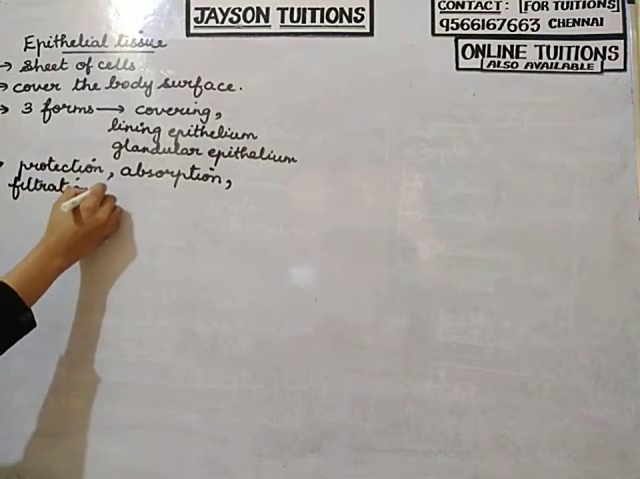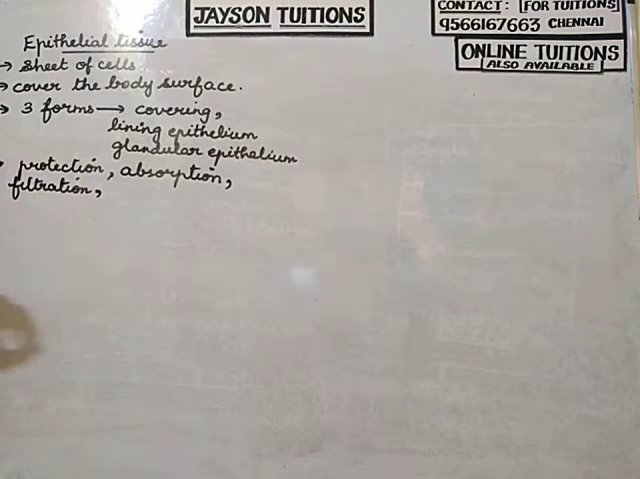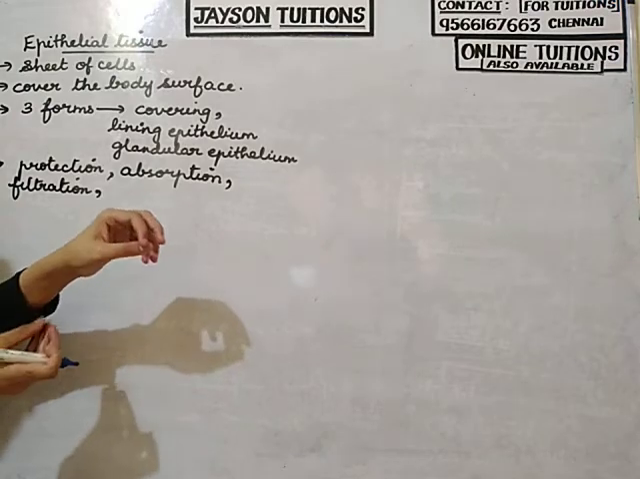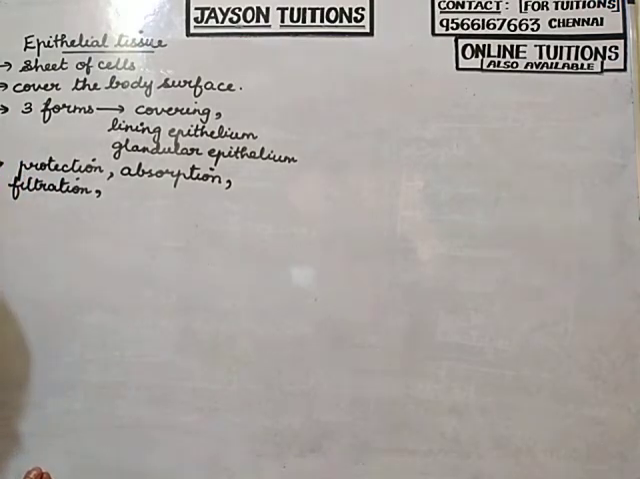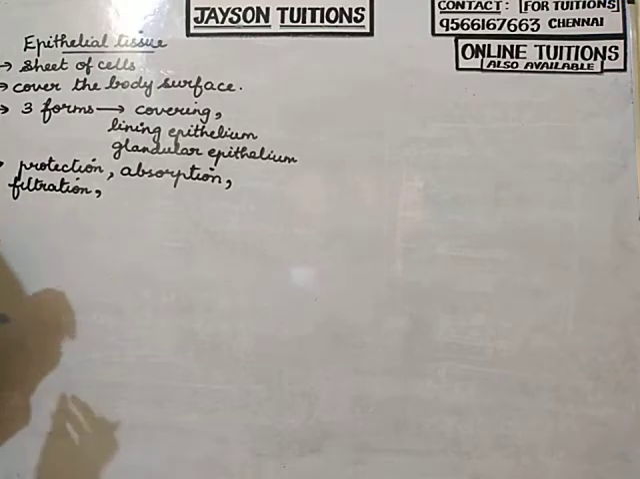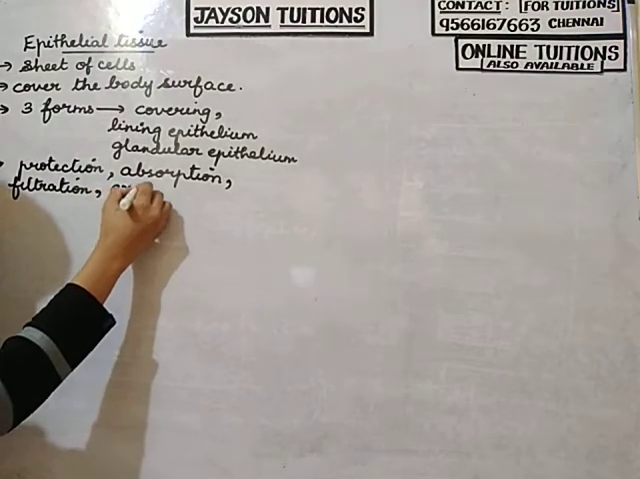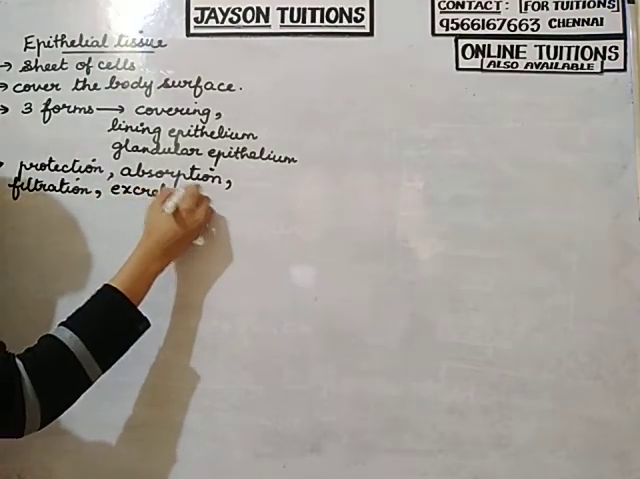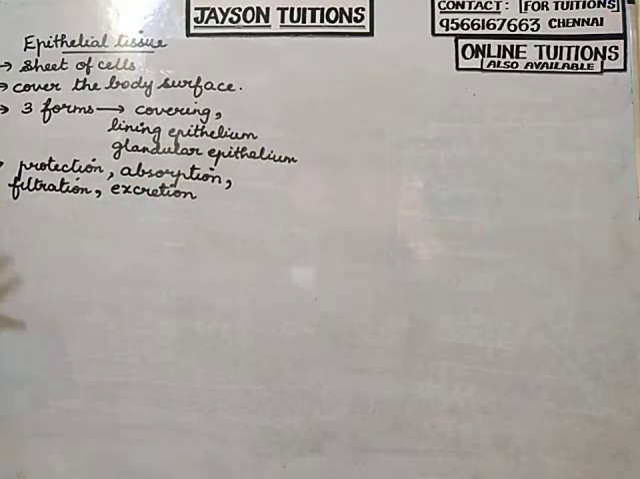Okay, filtration means what? Any harmful substances cannot enter our skin. Yes or no? Only the unharmful substances can enter our skin. And excretion, how is it done? Our waste liquid comes out in the form of sweat. Yes or no? So, sweat.